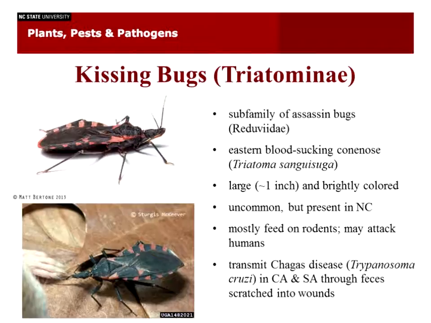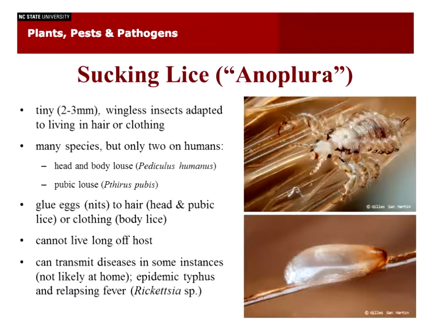So kissing bugs are just something to be aware of. They're a really weird group. They will even steal blood from each other. They'll pierce each other and drink the blood right out of the belly of the other one, so they're kind of crazy.